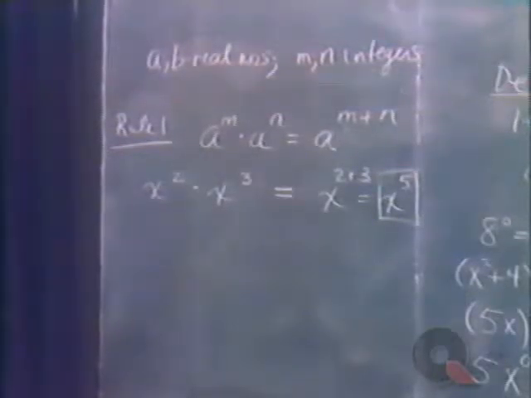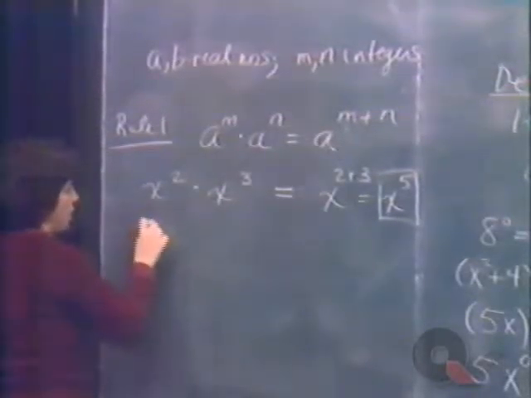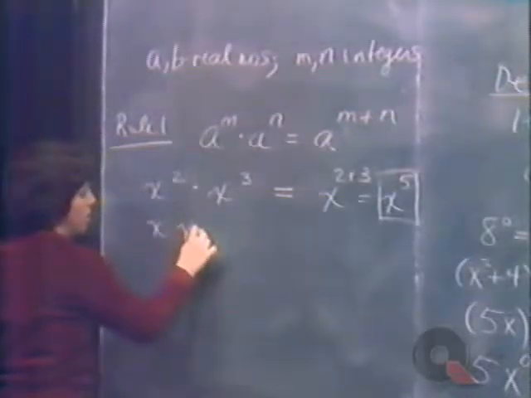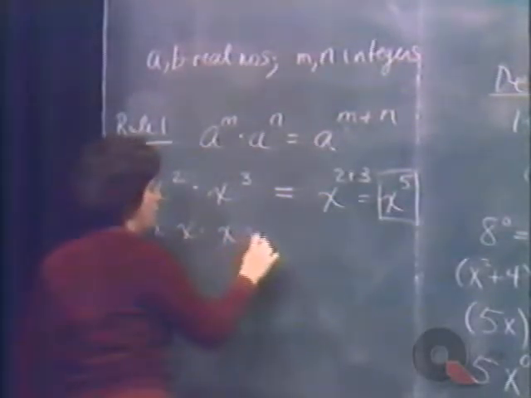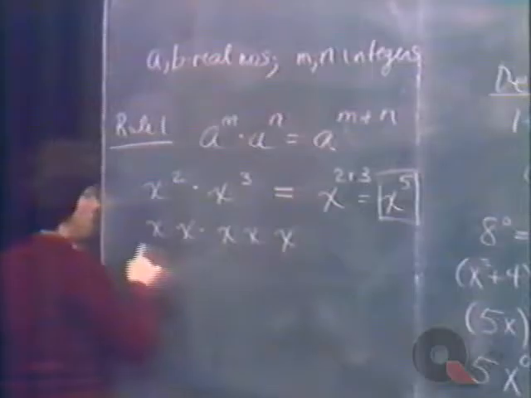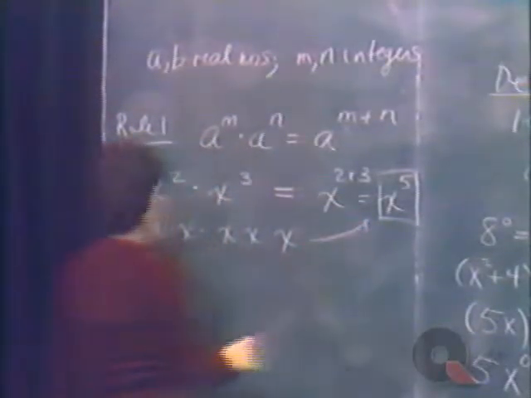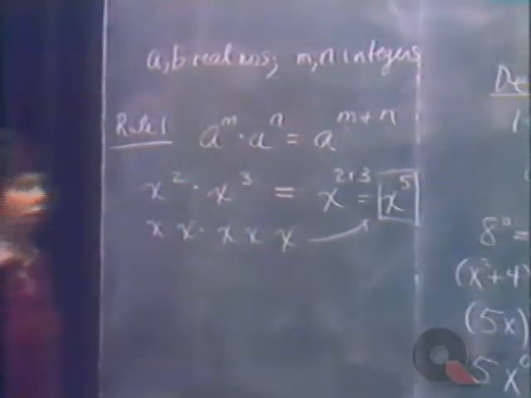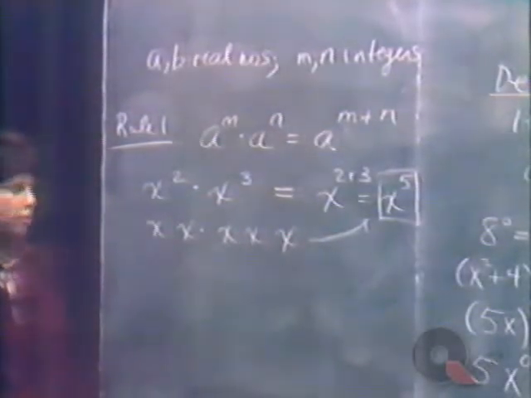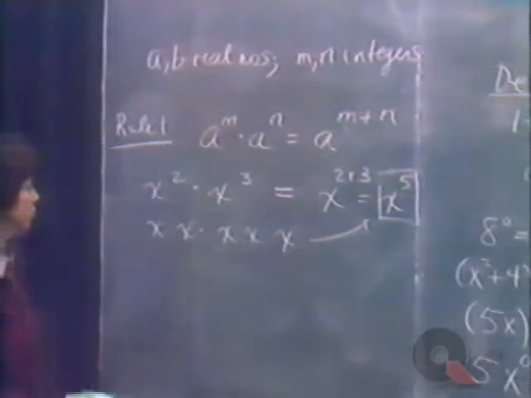And it's very simple to see why this makes sense, since x squared is x times x, and x cubed is x times x times x. Then we certainly do have x as a factor 5 times, or x to the 5th. So it seems like a logical rule here.